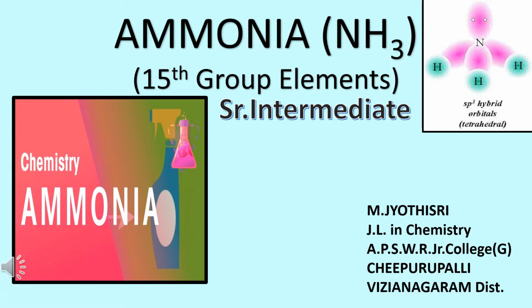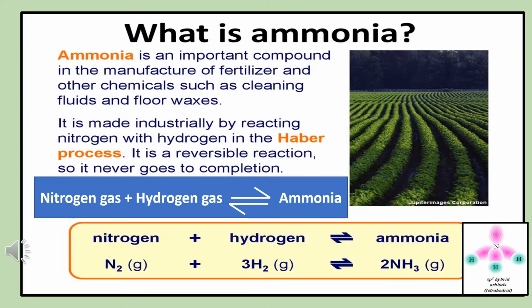In this module, I am going to teach you about an important compound called ammonia from 15th group elements in the senior intermediate chemistry. Dear students, let us see what is meant by ammonia. Ammonia is a colorless, pungent smelling gas with molecular formula NH3.